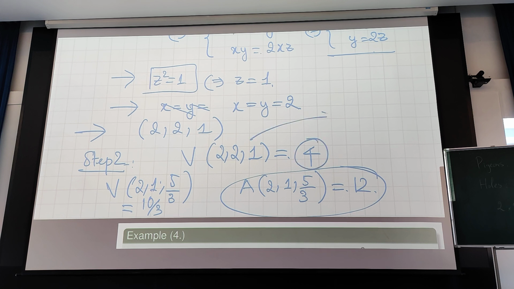That means this value should be the global minimum. Sorry, the global maximum, I said it wrongly.